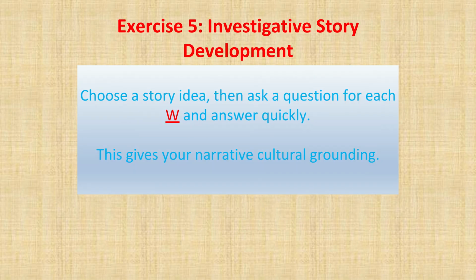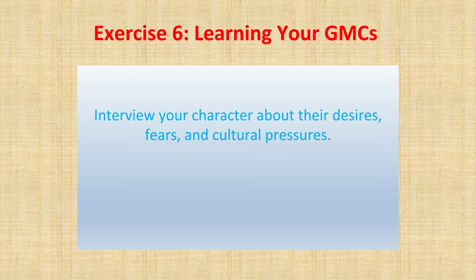Exercise 5. Investigative story development. Choose a story idea, then ask a question for each W and answer quickly. This gives your narrative cultural grounding. Exercise 6. Learning your GMCs. And we mentioned earlier that GMCs stands for goals, motivations, and conflicts. So the exercise is to interview your character about their desires, fears, and cultural pressures.